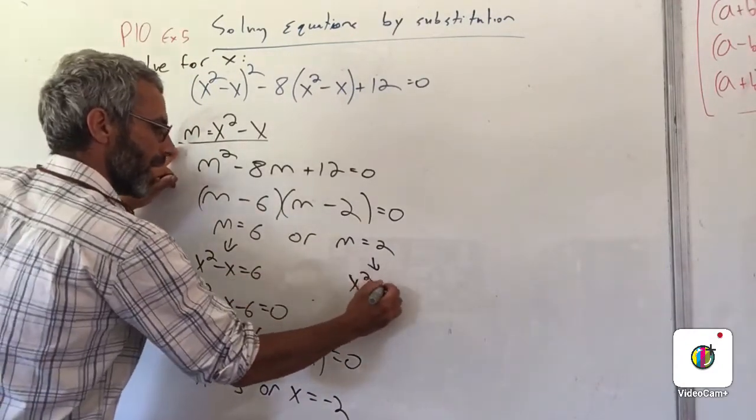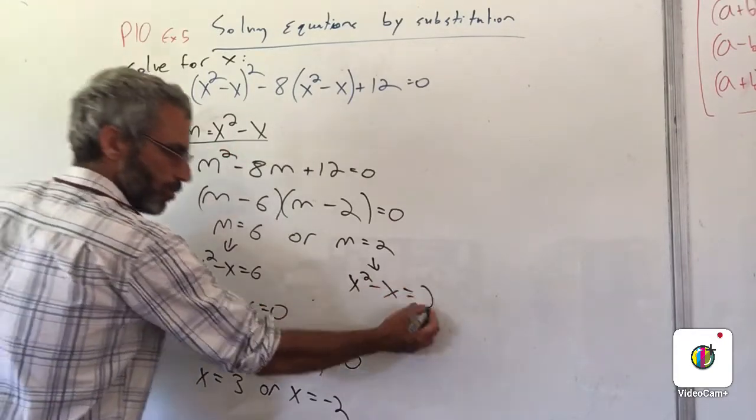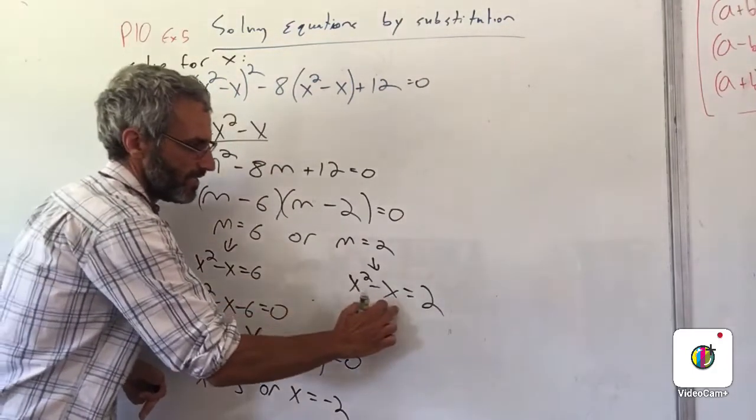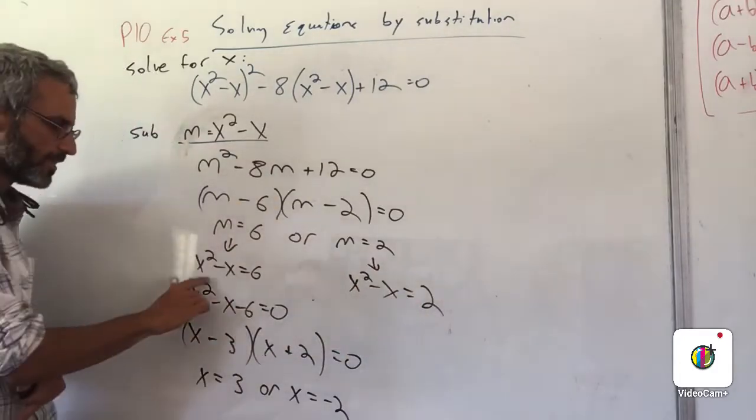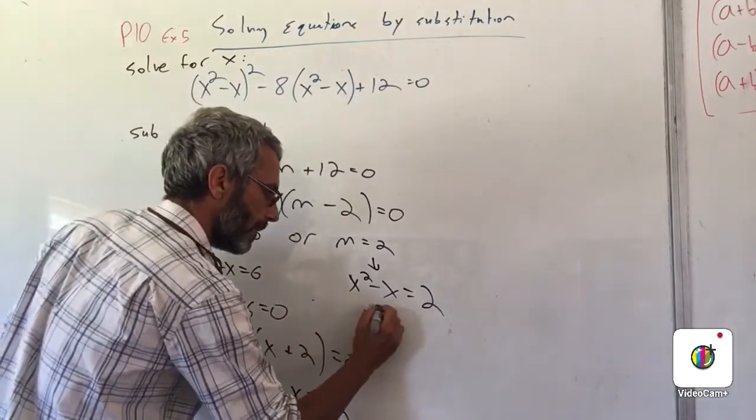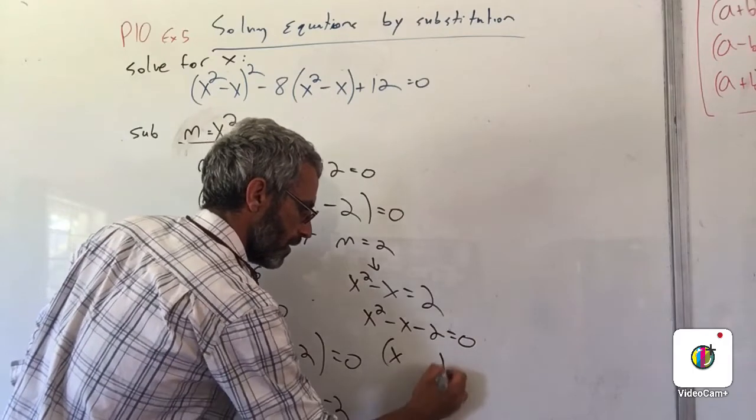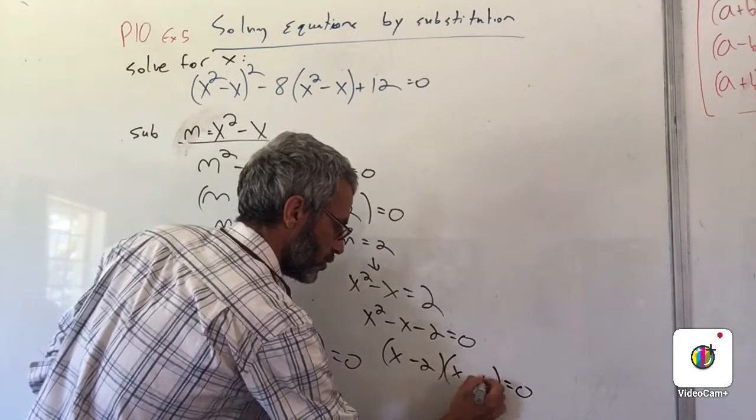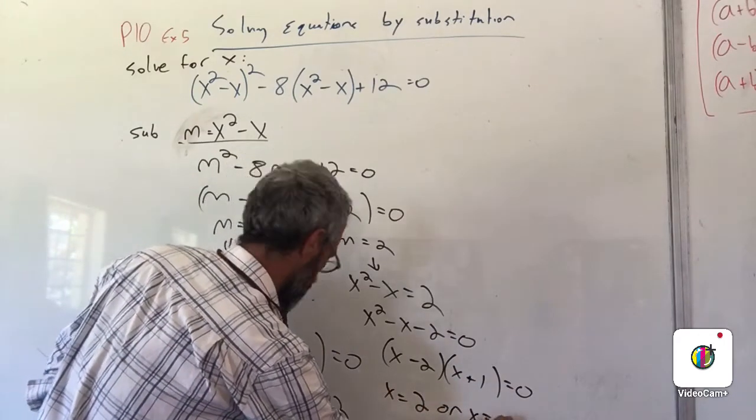Therefore, x squared minus x equals, in this case, 2. Remember, m is x squared minus x. So if m is equal to 2, then x squared minus x equals 2. Here we said x squared minus x is equal to 6, following this solution. Now we're going to explore that: x minus 2 and x plus 1, so x equals 2 or x equals minus 1.